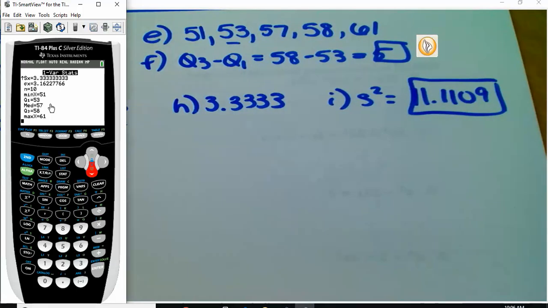Okay, other questions here? Correlation chart, no. We just don't have time on the finals. Anything else?